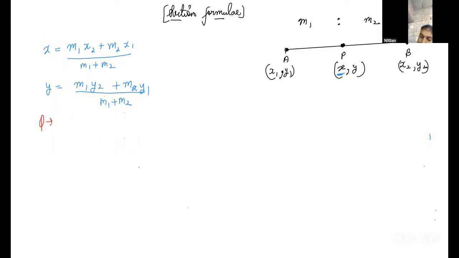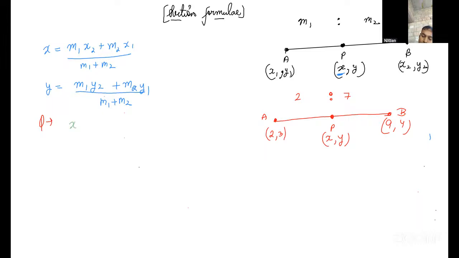For example, there are points 2,3 and 9,4, and the point is 5,4. Now we have to find the point. This is A, this is B, and this is P. And the ratio given is 2:7. The question is that we have to find the value of x and y. So what is the formula for that?